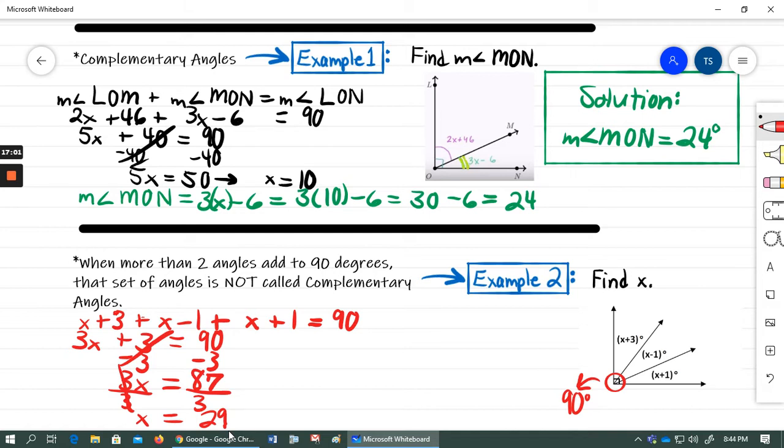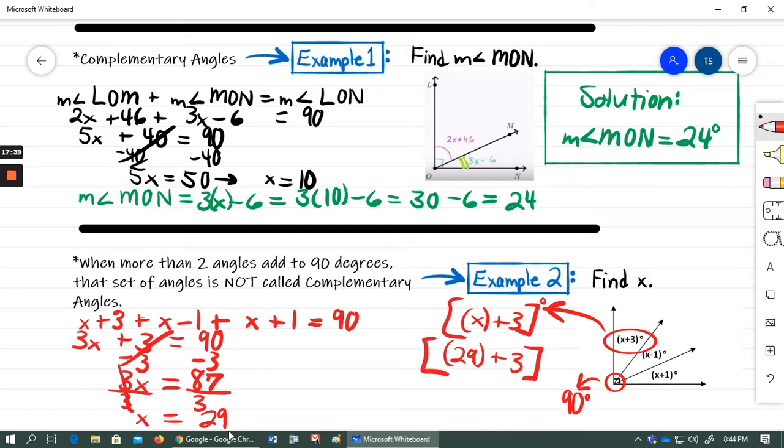All right, and again, guys, we're not going to put degrees because they have degrees here for the angle measurements. Now, if we were going to plug in x into one of those, like x plus 3, and do 29 plus 3 to find out how many degrees that angle is, y'all get what I'm saying?